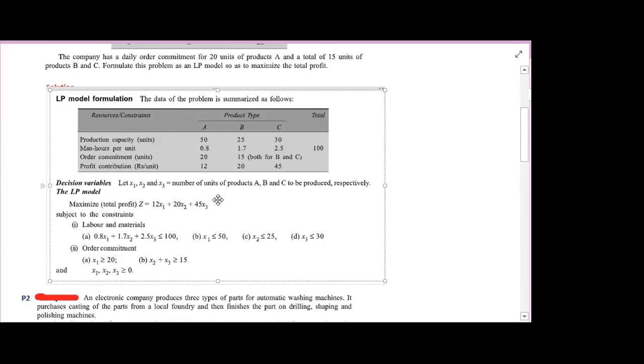So by writing the objective function and all the constraints, you can say that this is a complete standard form of a linear programming problem.